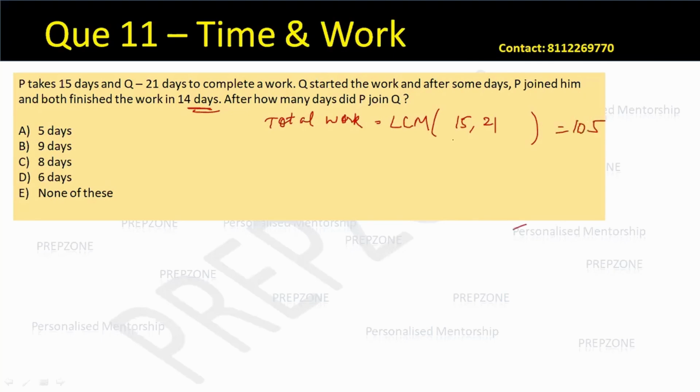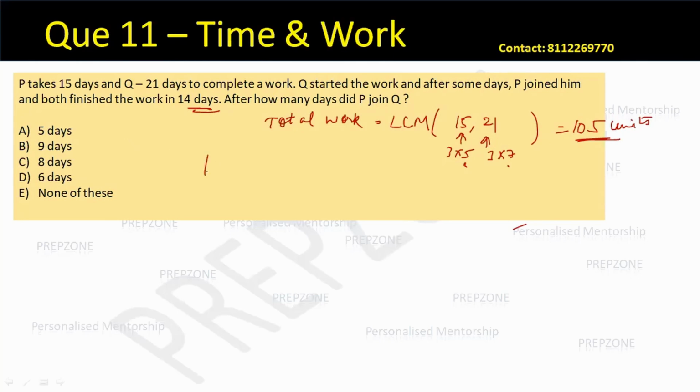I hope you know how to calculate LCM. This is 3 into 5. This is 3 into 7. So it is 3 into 5 into 7. 3 is the HCF and then 5 into 7. The LCM is 5 into 7. So 105 is the LCM, which means you have assumed that the total work is 105 units.